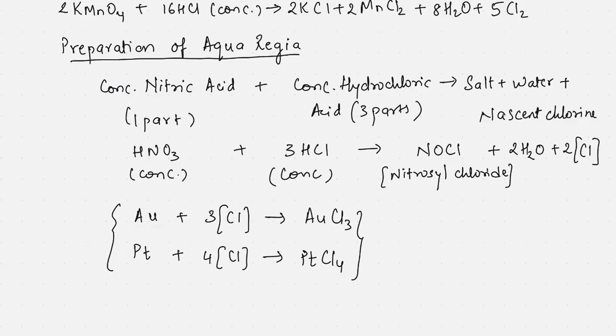Okay. So here, aqua regia is prepared by taking 1 part of concentrated nitric acid and 3 parts of concentrated hydrochloric acid. It gives you salt, which is nitrosyl chloride, plus water, plus nascent chlorine. Okay. So this also marks the end of part 7a, that is hydrochloric acid and hydrogen chloride.